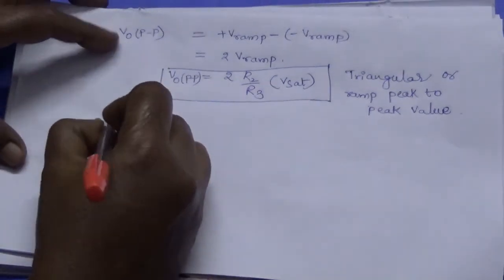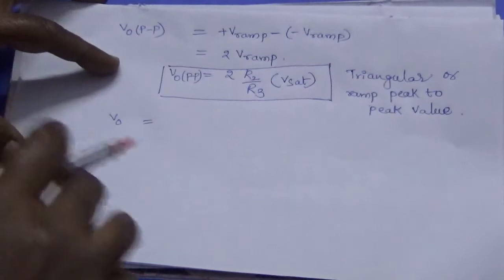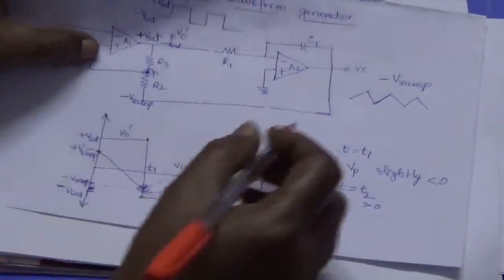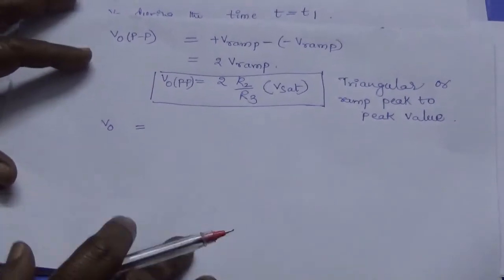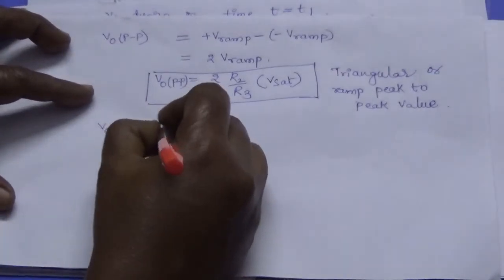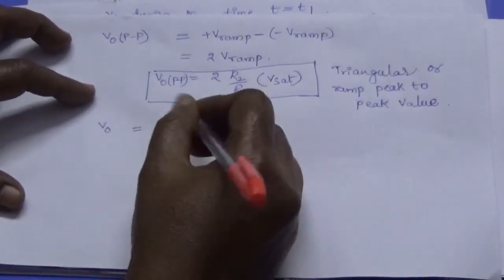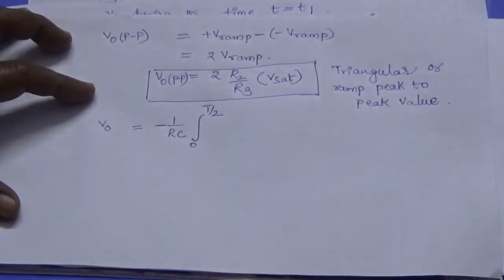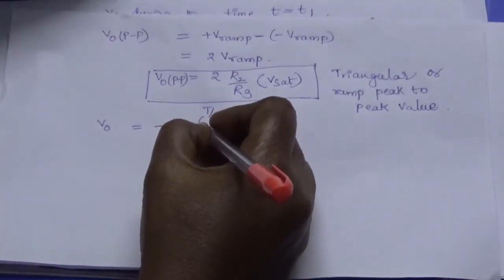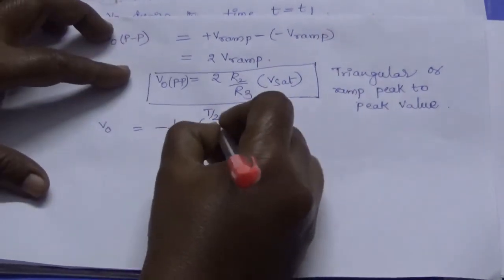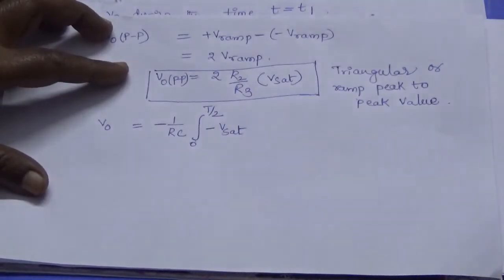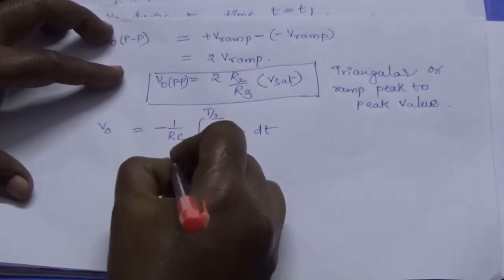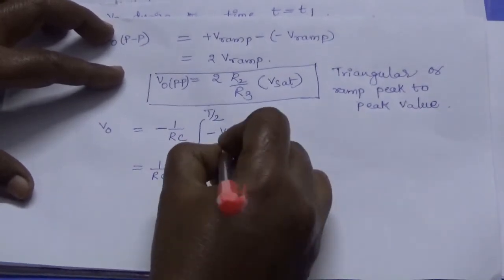My output V0 is nothing but the integrator output. What is the formula for integrator output? Integrator output V0 is equal to minus 1 by RC, from 0 to T/2. Remember, you have already done this. It started from 0. What is the value at 0? That is my input to this. Here the input is minus Vsat dt. So this will be 1 by RC into Vsat, integral of 0 to T/2 of 1 dt.